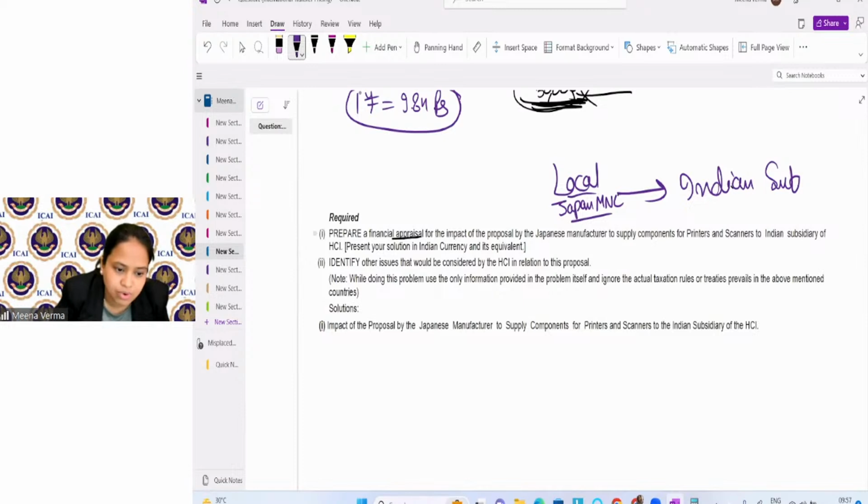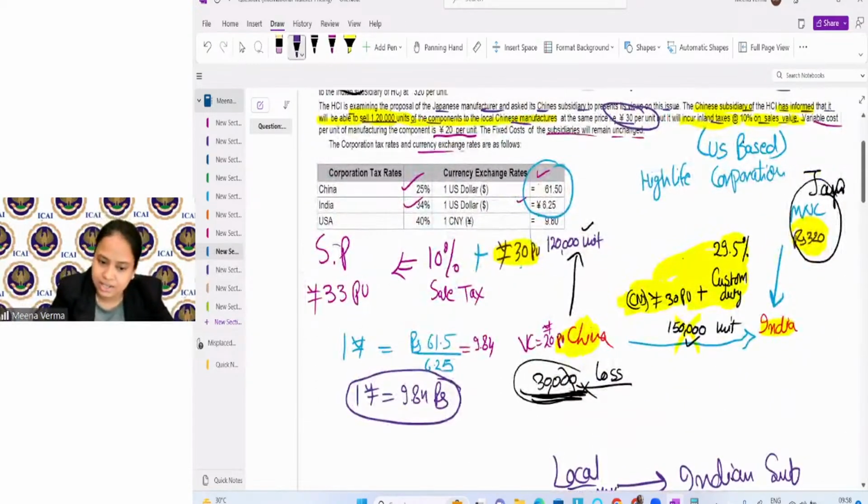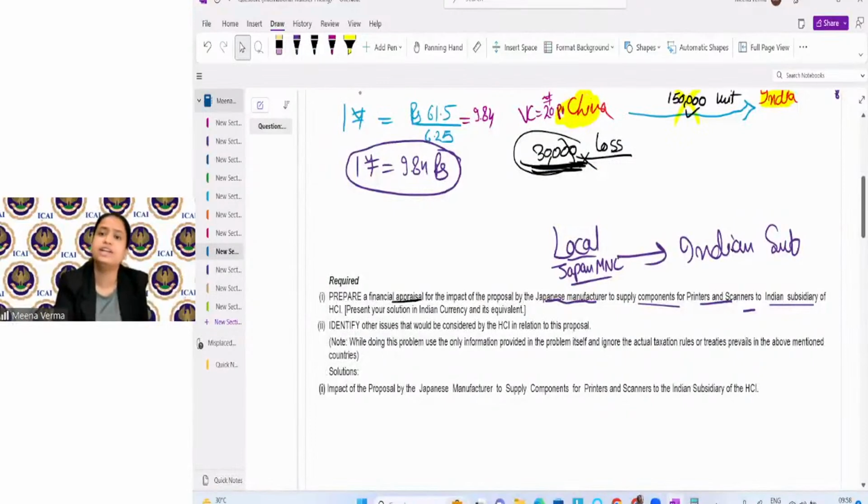Prepare a financial statement for the impact of the proposal of the Japanese manufacturer to supply the component of printer and scanner to the Indian company. Bas itna you have to do. Instead of buying it from China, if it buys from Japan, what will be the profit? You have to do the calculation. Same karna hai. Convert this yen into rupees. See, is it profitable to buy it from Japan? How much is profitability increasing? Accordingly, you will make a decision. It is more profitable to buy it locally for the Indian subsidiary.